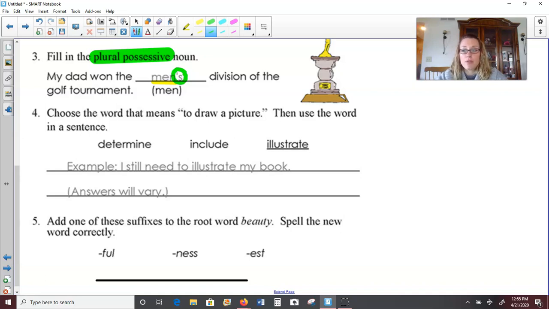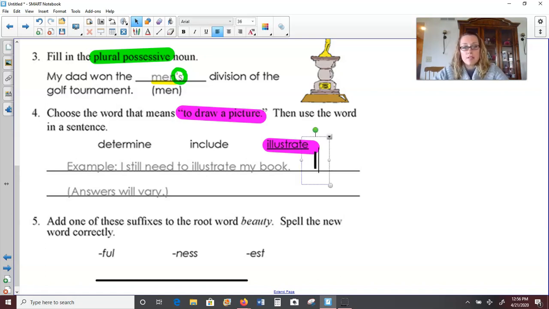Okay, number 4, choose the word that means the same as to draw a picture and use it in a sentence. Determine, include, or illustrate. Illustrate, we should know, is the same as drawing a picture because when we are looking at picture books, the illustrator is the person who drew the pictures. So their example sentence, I still need to illustrate my book. Okay, so you could come up with your own sentence using the word illustrate.